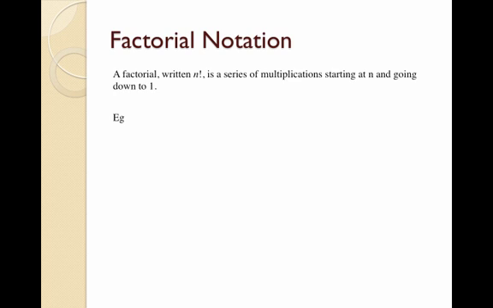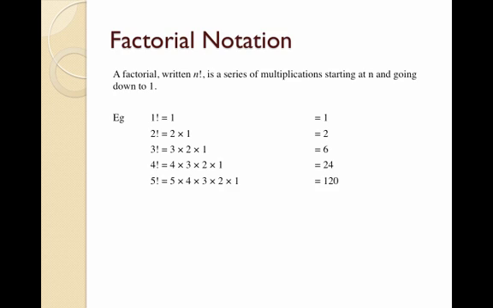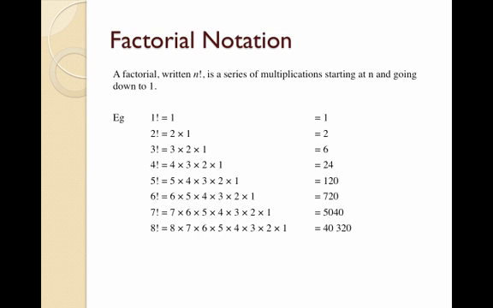Let's look at the first, say, 8 of them. 1 factorial is a pretty useless result, it's just 1. 2 factorial is 2 times 1, which is 2. 3 factorial is 3 times 2 times 1, which is 6. 4 factorial goes from 4 and multiplies all the way down to 1, which is 24. Then we get 5 factorial, 6 factorial, 7 factorial, and 8 factorial. You'll notice that the answers are getting very big very quickly.